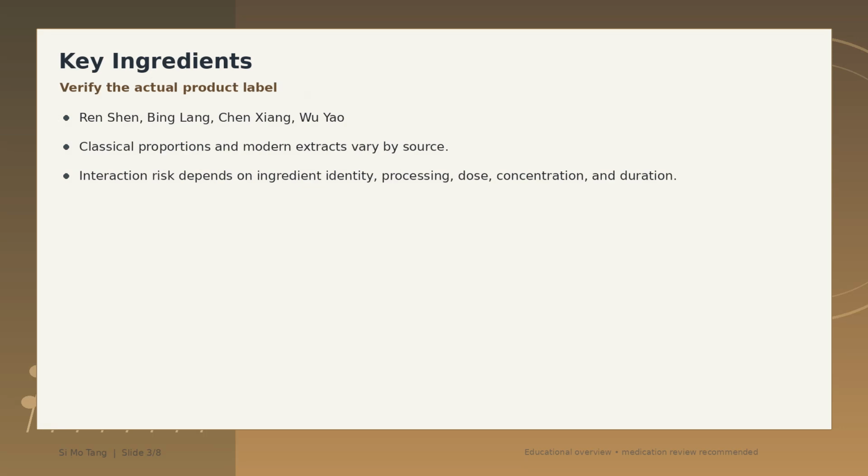Key herbs commonly associated with this formula include Ren Shen, Bing Lang, Chen Jiang, Wu Yao. In classical formula analysis, some herbs address the principal mechanism, others support the chief action, and others harmonize or direct the prescription. The exact composition can vary by lineage, manufacturer, granule concentration, and modification. For interaction analysis, the actual ingredient label and dose are more important than relying only on the traditional formula name.